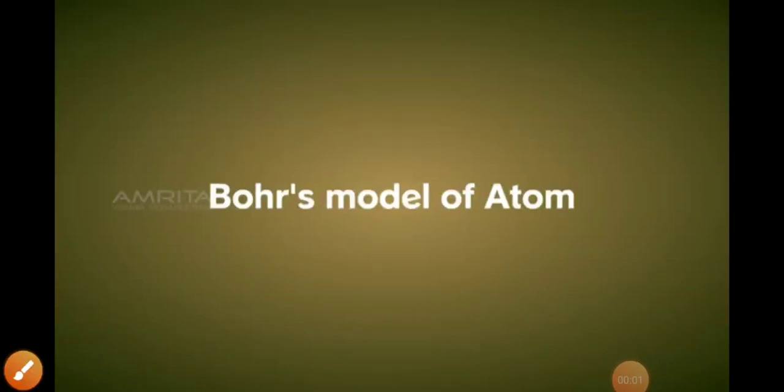Now next is Bohr's model of the atom. In the year 1913, Danish scientist Niels Bohr explained the stability of the atom by putting forth the stable orbit atomic model. He made some postulations. What are they?